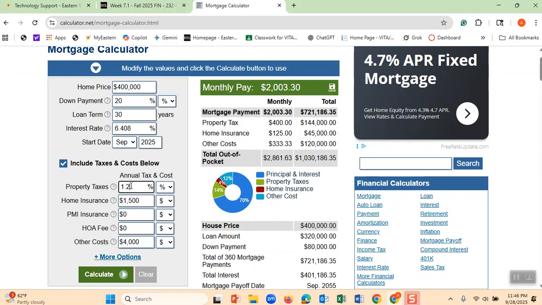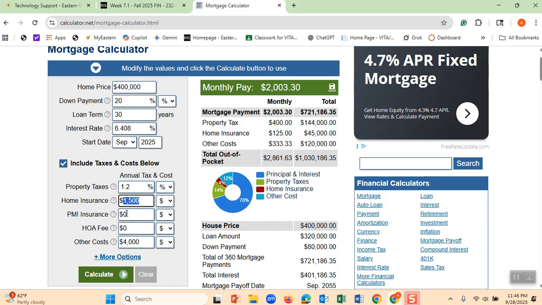I have to pay property taxes, which is 1.2% of the property. Let's not forget the property is 400,000. 1.2% is something around $5,000 a year. It calculates it. Home insurance, I have to buy insurance for my home, and this is annually, of course, and as you know, every month it might be 100 something.